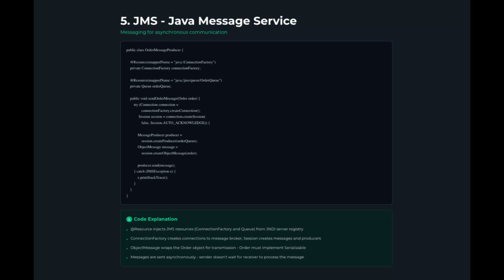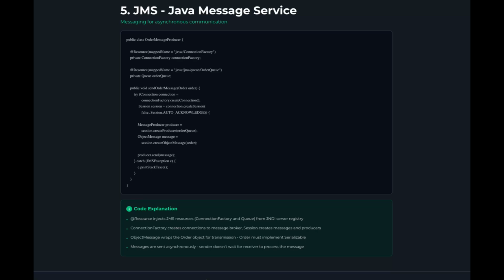Then we move on to JMS, Java Messaging Service, messaging for asynchronous communication. The @Resource annotation injects JMS resources, which are the connection factory and the queue, from the JNDI server registry. The connection factory creates a connection to the message broker. The session creates messages and producers.